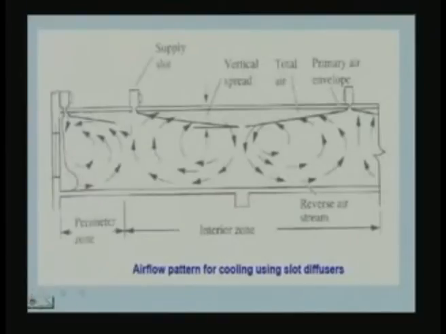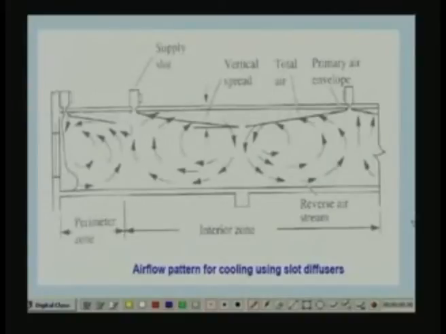Again, this picture shows the airflow pattern for cooling using slot diffusers. Here this zone is the perimeter zone, that means near the wall, and this is your interior zone, away from the wall. So you have supply slot. This is one.